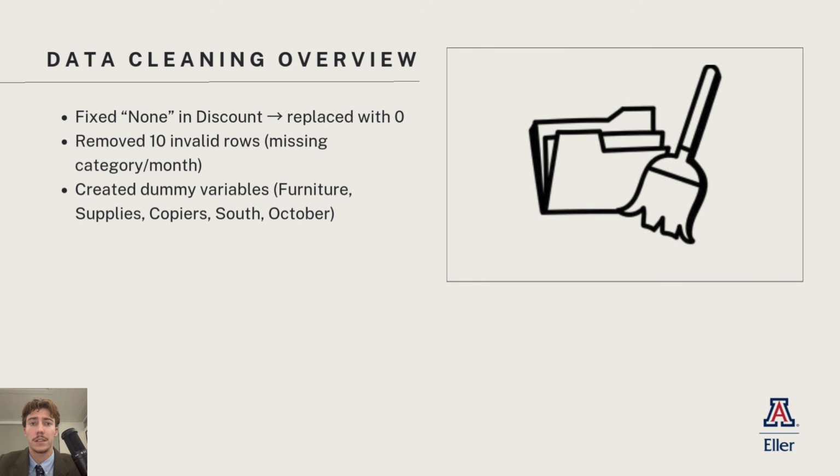Before we did any analysis, we first had to clean the dataset. We did this by fixing entries where discount was listed as none by converting those to 0. Next, we removed 10 invalid rows that were missing key fields like category or month. And finally, we created indicator variables for key categories and conditions we wanted to test, including furniture, supplies, copiers, the southern region, and the month of October.